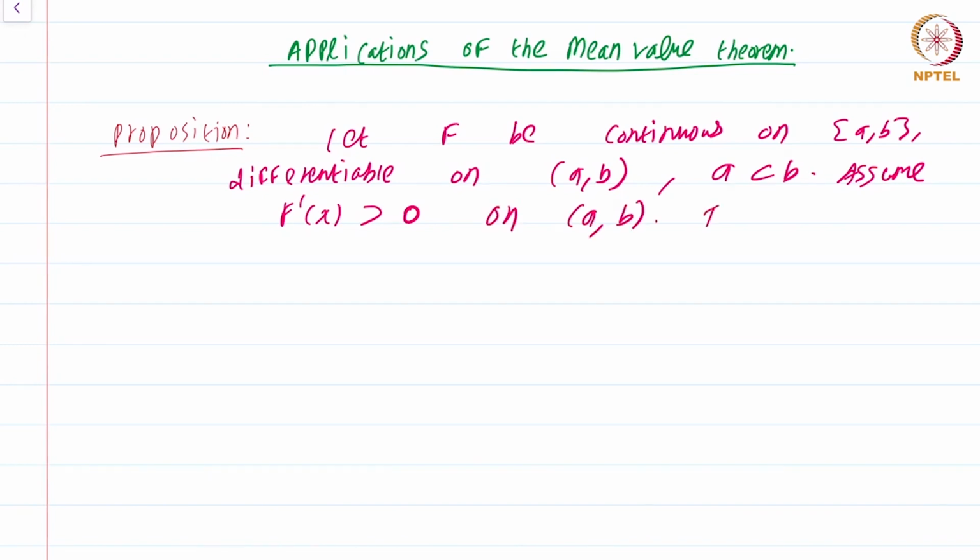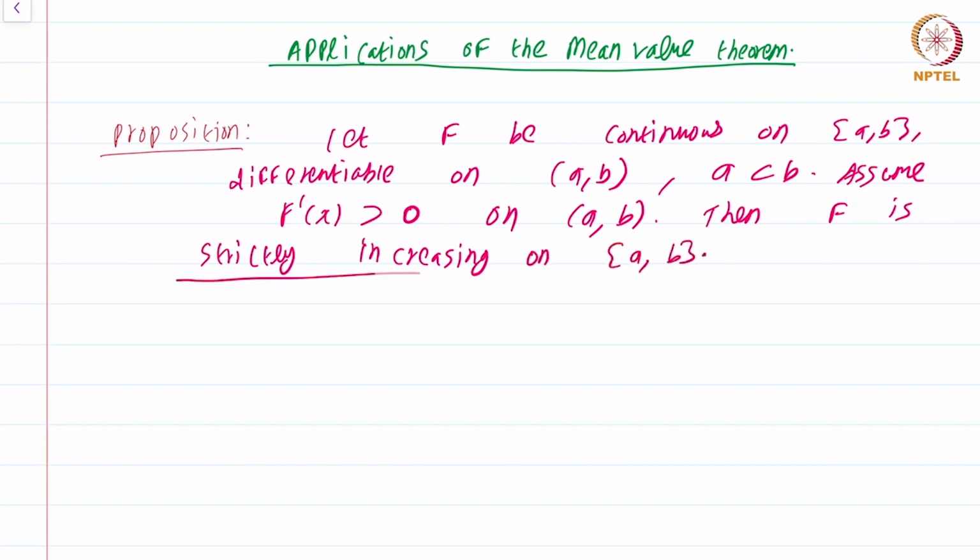Then f is strictly increasing on closed interval [a, b]. To clarify, this strictly increasing just means that if x is less than y, f of x is less than f of y, for x, y coming from [a, b]. This is just a clarification of what it means for a function to be strictly increasing.